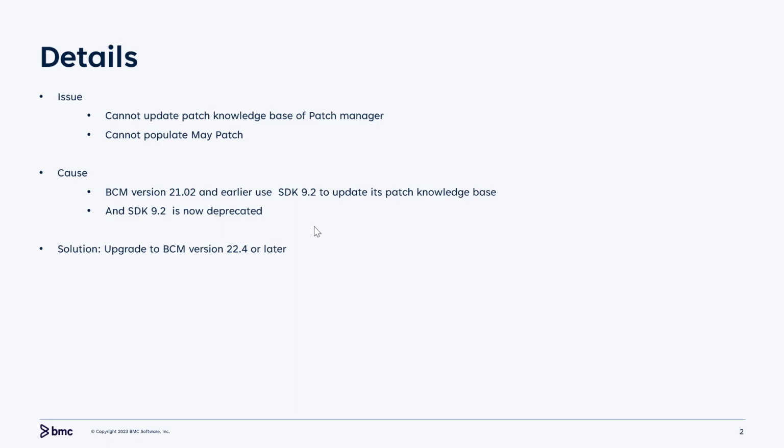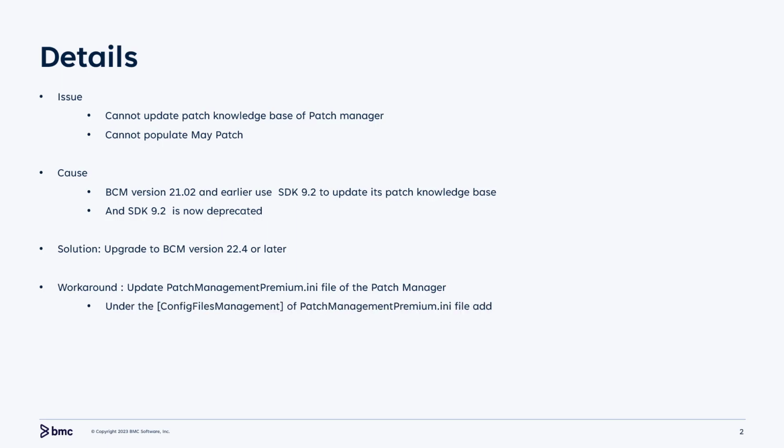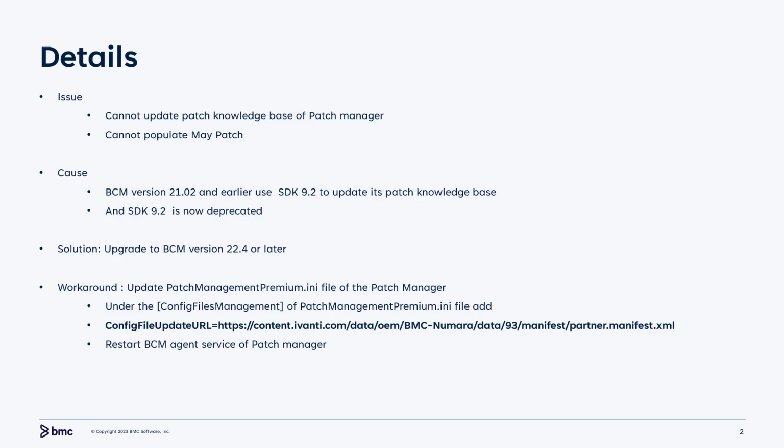However, because many customers need to undergo a planning process before initiating an upgrade, we have made a workaround available to address this issue. This workaround will require you to update the patch management premium.ini file of the patch manager with the highlighted link, followed by a restart of the BCM service. In the upcoming video, we will apply the workaround to BCM version 21.02 to fix the issue. So let's get started.